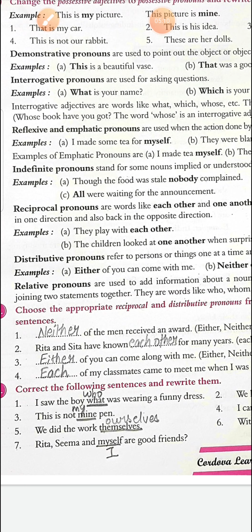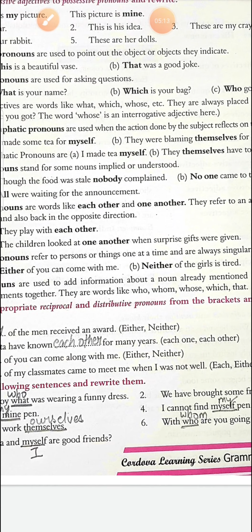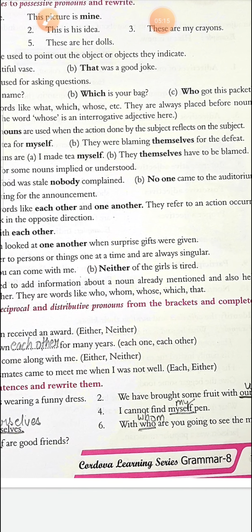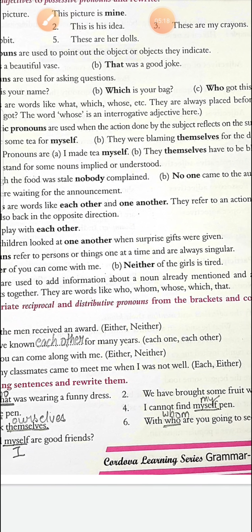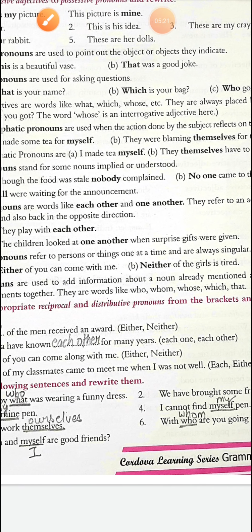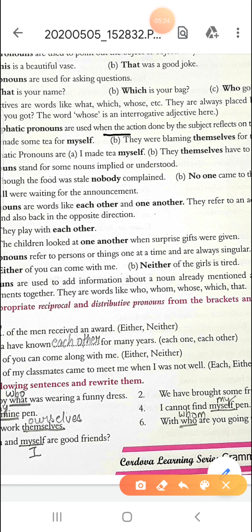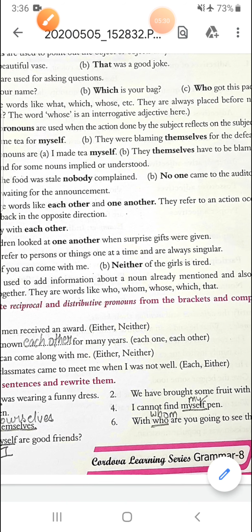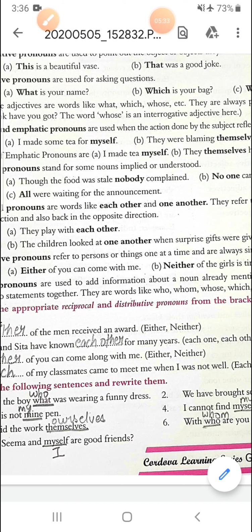What is there in these two? These are used when the action done by the subject reflects on the subject. So these are used when the action done by the subject reflects on itself. Here the words self, selves will be used. Alright. Now the question is where to use reflexive and where to use emphatic. How to know that it is reflexive or emphatic? In both we use myself or selves.